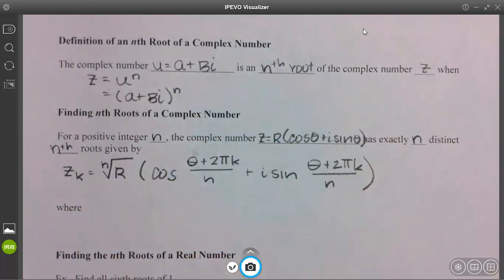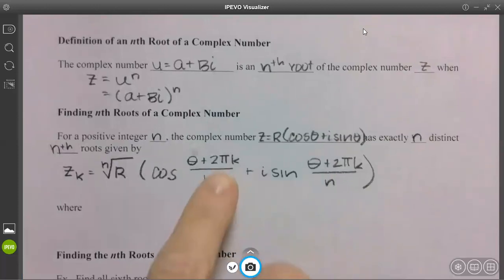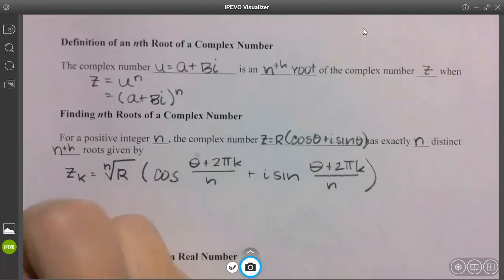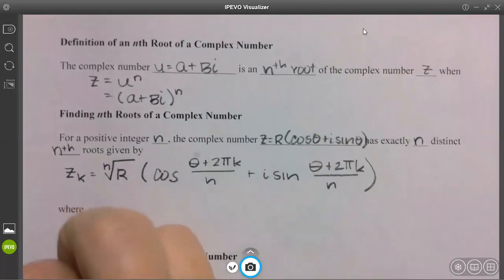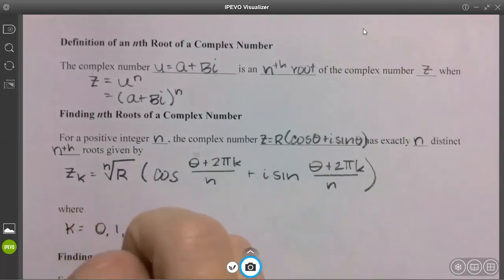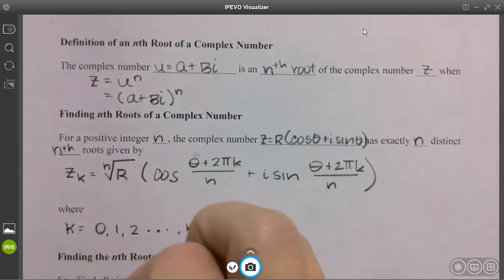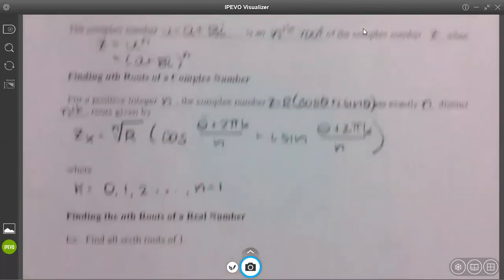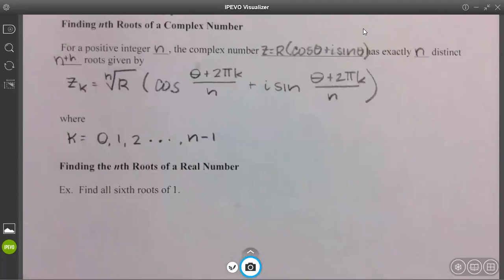So you guys know that we've been doing answers like pi over 2 plus 2n pi. That's basically what you're seeing right here. Instead of 2n pi, now it's 2k pi. So k is 0, 1, 2, all the way to n minus 1. Find all 6 roots of 1.